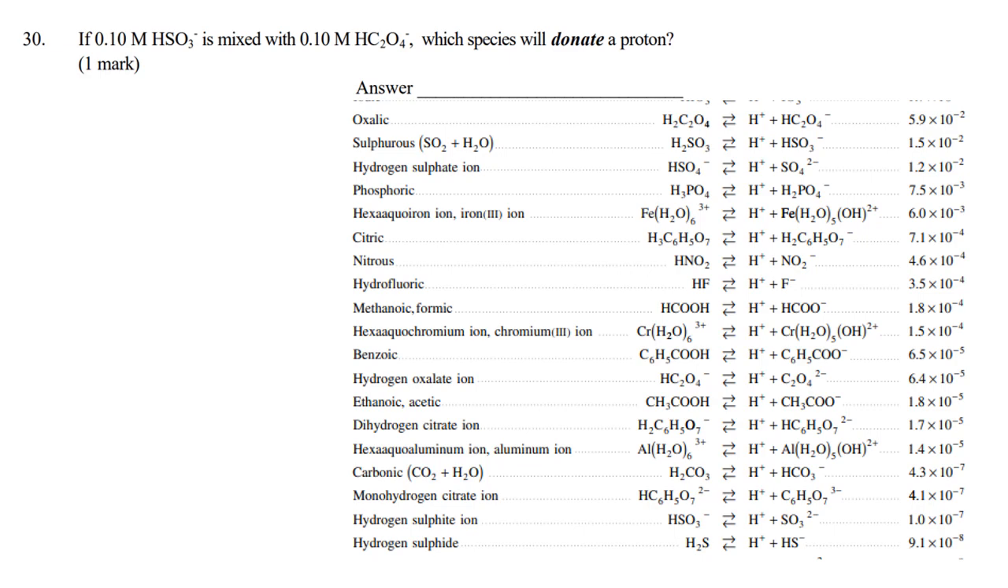And then I have this question right here. It's similar to that other question, I think. It says if 0.10 molarity HSO3 minus is mixed with 0.10 molarity HC2O4 minus, which species, the species means which chemical, will donate a proton? Okay. Now, I haven't taught you this, but I think you can solve it, kind of, maybe.